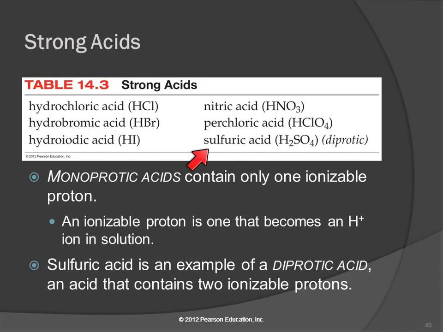Sulfuric acid, though, is a little different, isn't it? It's H2SO4. This is a diprotic acid, the prefix di meaning 2. It's got 2 ionizable protons. Does it just keep going up? Two-proton acid, triprotic. There are also quadprotic. I don't know that there's any quadriprotic or tetraprotic acids. Pentaprotic. It does not make them stronger, no.